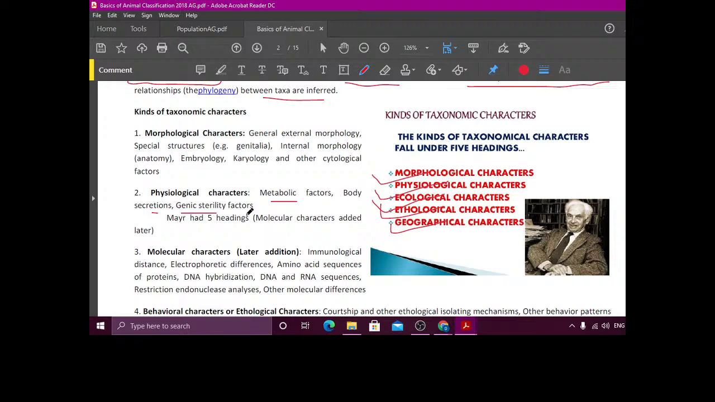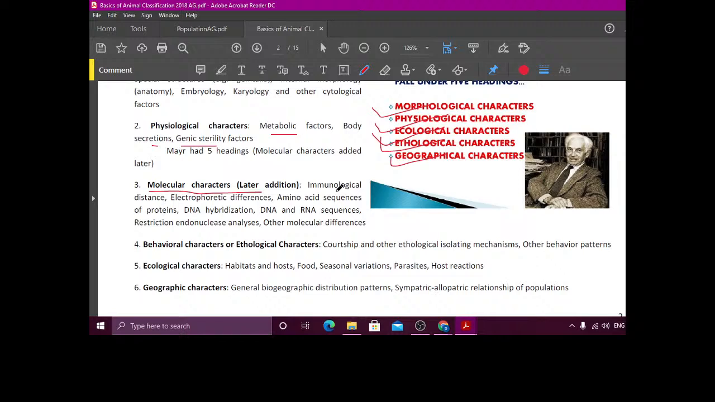So then a later addition was molecular characteristics. You have immunological distance, electrophoretic differences, amino acid sequences of proteins, DNA hybridization, DNA and RNA sequences, and all.